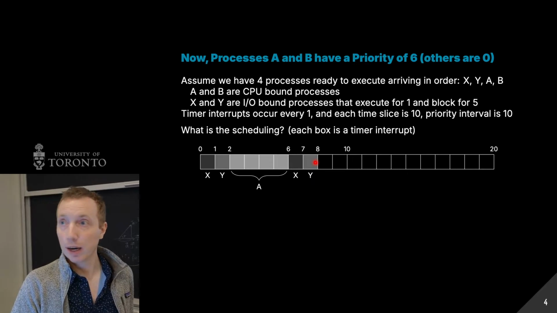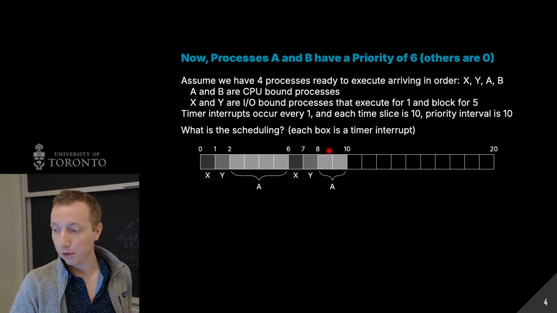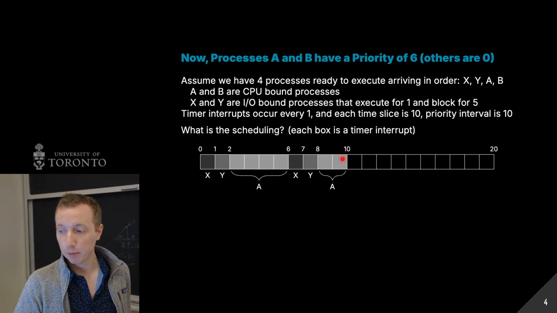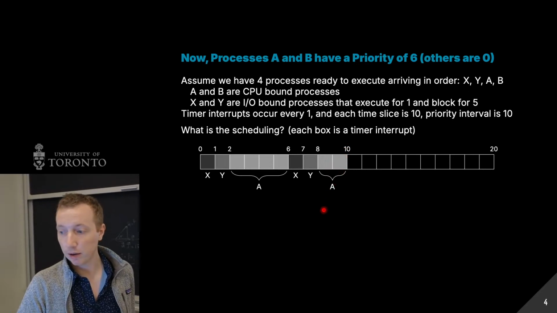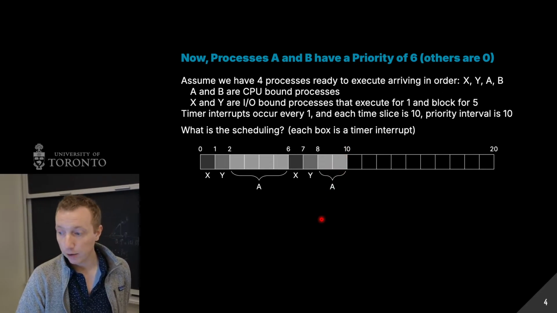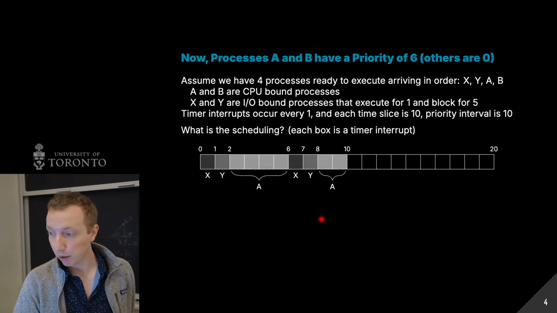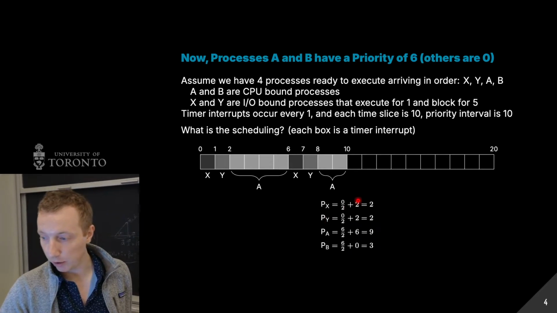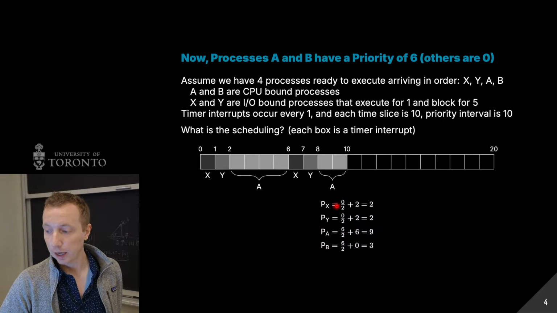So A would run until 2 time units, because at 10 we have to recalculate all of the priorities. Now this time I use the old priority number, right? My new priorities would be, well, X and Y had a priority of 0, so I just divide that by 2. That gives me 0, and then they each ran for 2 time units. So their new priority would be 2.